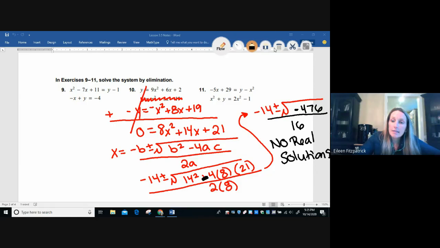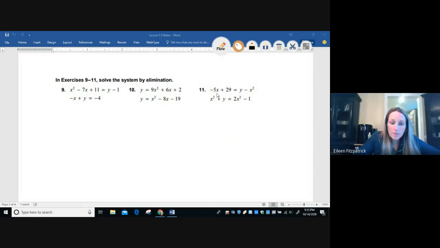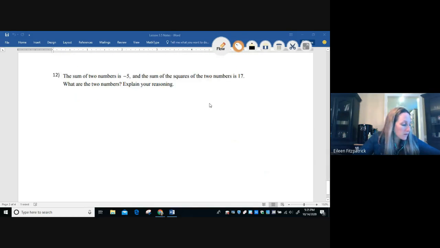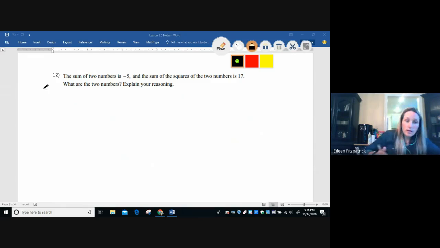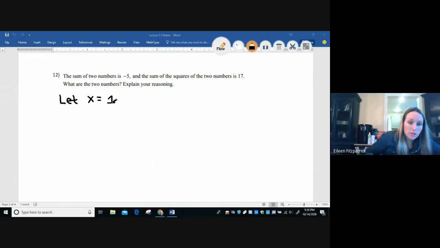All right. Okay, and I think we just have one more problem to do, number 12. So for this problem, it says the sum of two numbers is negative 5, and the sum of the squares of the two numbers is 17. What are the two numbers? Explain your reasoning. So we have two unknowns, right? We're going to have two variables. We're going to let x equal the first number that we don't know, and we're going to let y equal the second number.